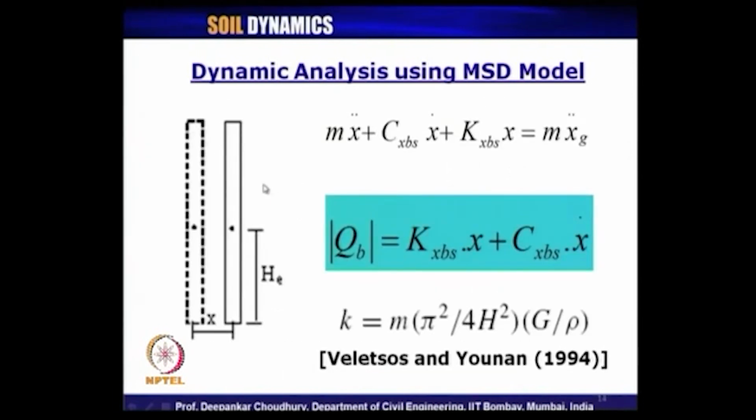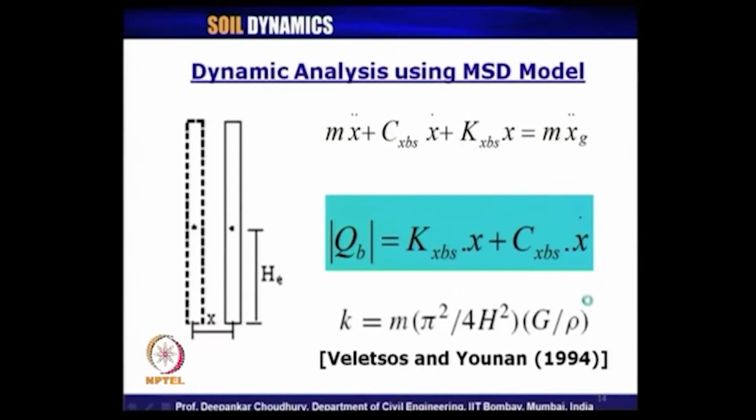Also, this model was continued and followed by Veletsos and Younan in 1994, and they used better expressions to compute the stiffness values for soil involved in this basic governing equation for single degree of freedom, and how to compute the magnitude of earth pressure. They also came out with that the magnitude of earth pressure acting on the wall is nothing but coming from this spring force and the damper force.